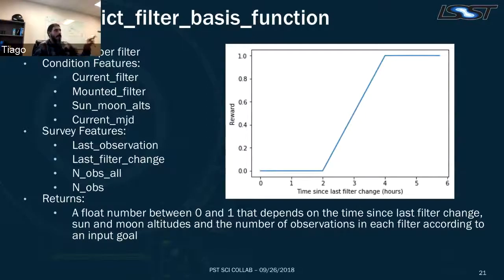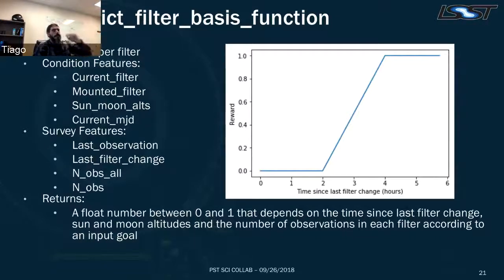And this is the goal part of this basis function. If this particular basis function is part of a survey that has a lot of observations, much more than we wanted it to have, we can tune down the reward. So another survey needing more observations will have a higher reward. So this is a way of selecting the optimal filter to change when we want to change the filter. And basically this will have a zero reward before the time that you want to start changing the filter.